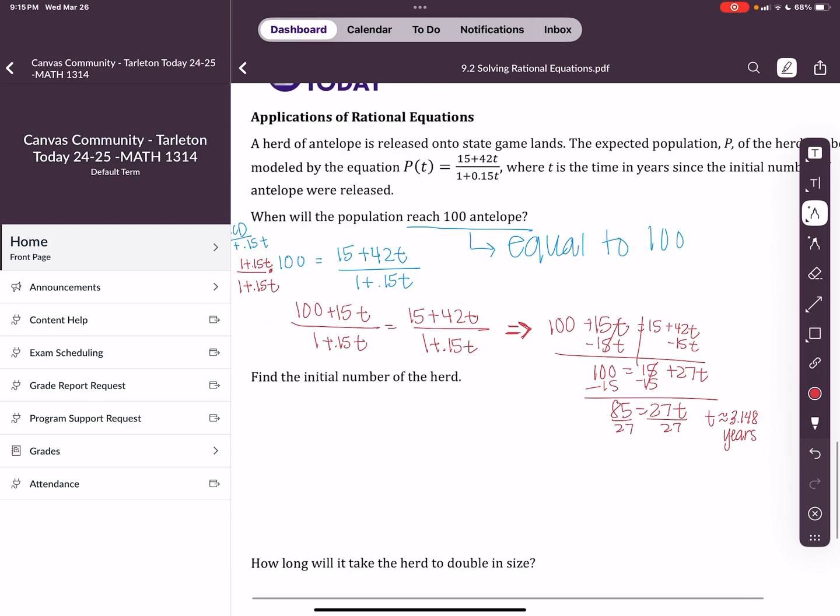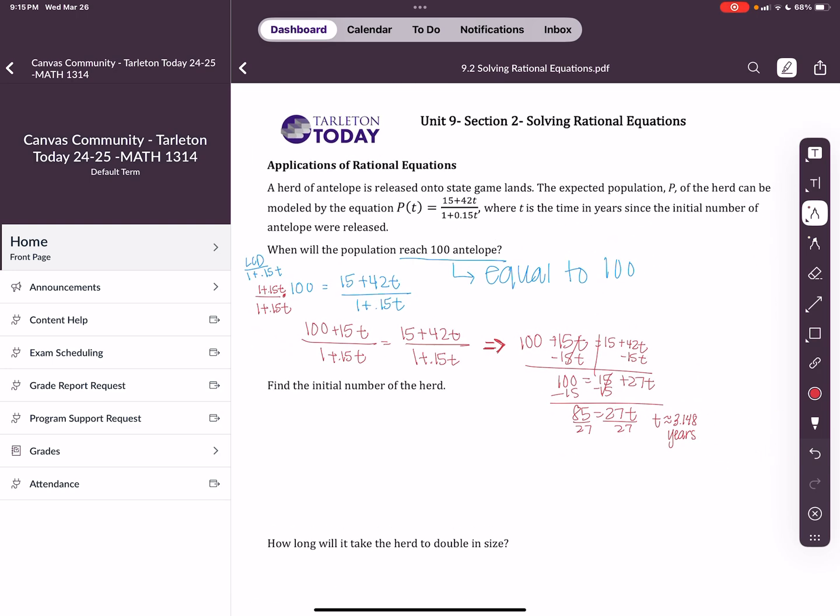All right. So the next question, it says, well, find the initial number of the herd. So as a reminder, it tells you t is time in years. And so when we talk about initial, we're talking about the beginning. How much did they start with, right? So think to yourself for a second, well, what would time be? So time is going to equal 0, right? It's at the beginning. No time has passed. This is what they've started with. So there hasn't been any years past.